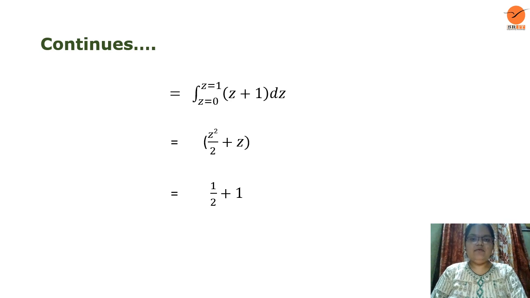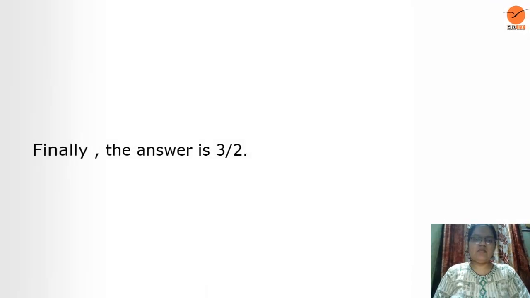Now we do the integration with respect to z. Integral z equals 0 to 1 of z plus 1, dz. Now we apply the limits with respect to z: z square by 2 plus z from 0 to 1, equals 1 by 2 plus 1. Finally, we get the answer: 3 by 2.